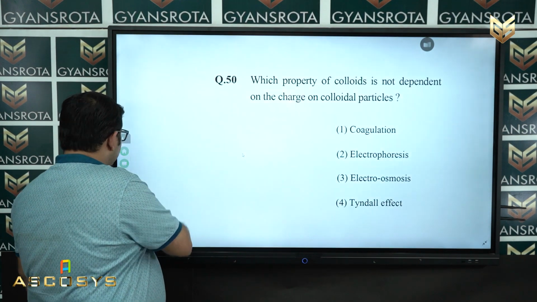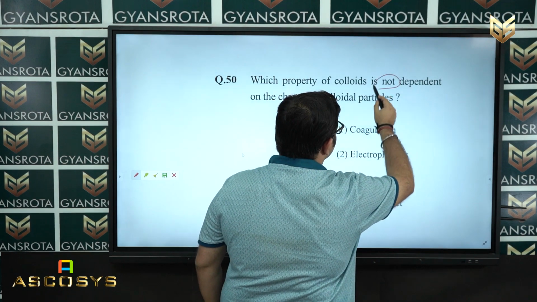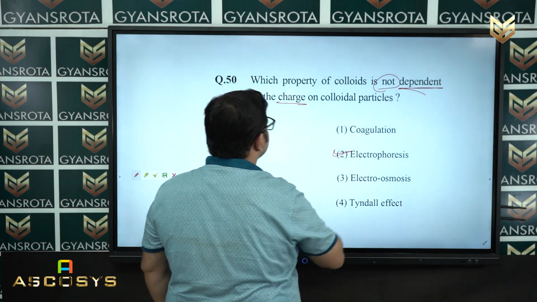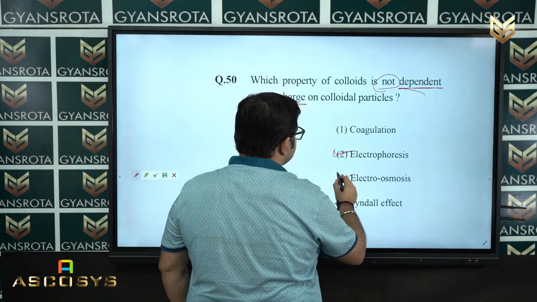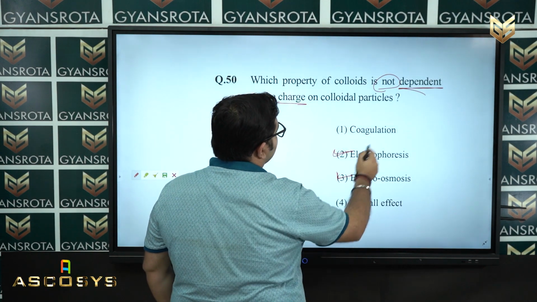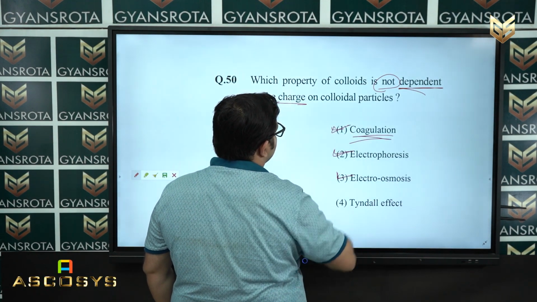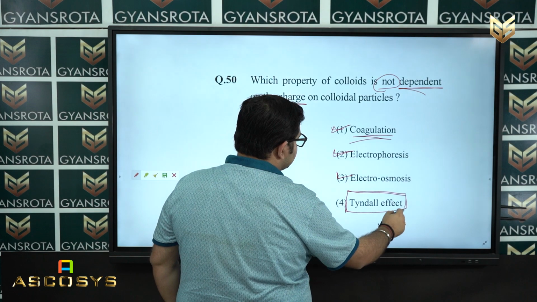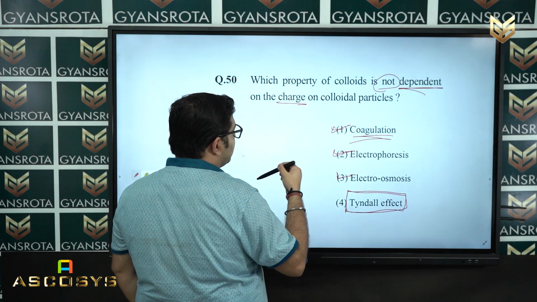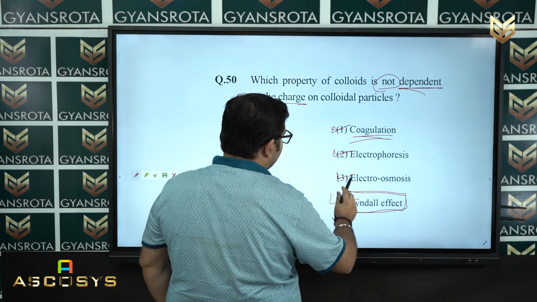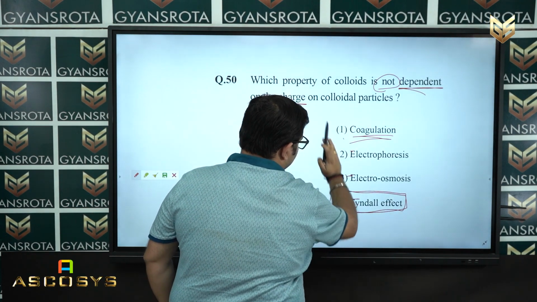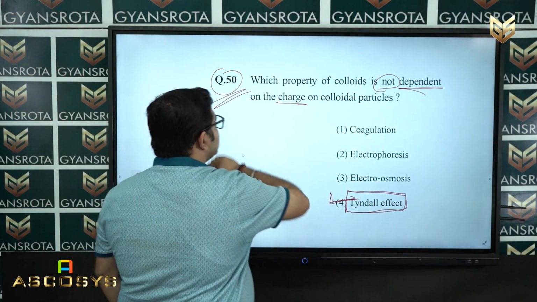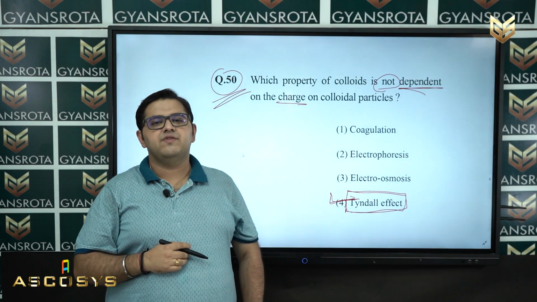If you see, they ask about which is not dependent on the charge. Electrophoresis definitely depends on the charged particle. Electroosmosis also depends on the charged particle, and coagulation also depends on the charged particle. So, you have to leave only one, that is Tyndall effect. Actually, it is a scattering effect which is not dependent on the charge present in the colloidal particles. So, option number 4 is the correct answer of your question number 50. Now we are moving to the next question, that is question number 51.